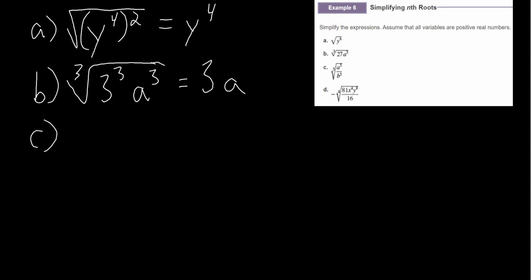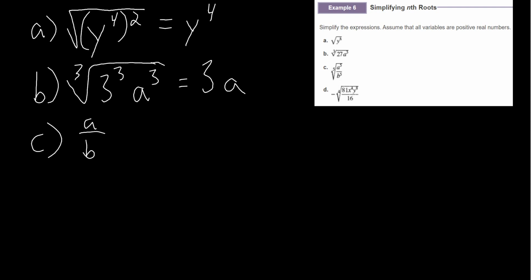Okay, so this can really be written something like this: the cube root of 3 cubed a cubed, which can just be broken down into simply 3a. And C, we have the fifth root of a to the fifth over b to the fifth. Well, that just goes back to the previous example, right? I can just simply write that as a over b.